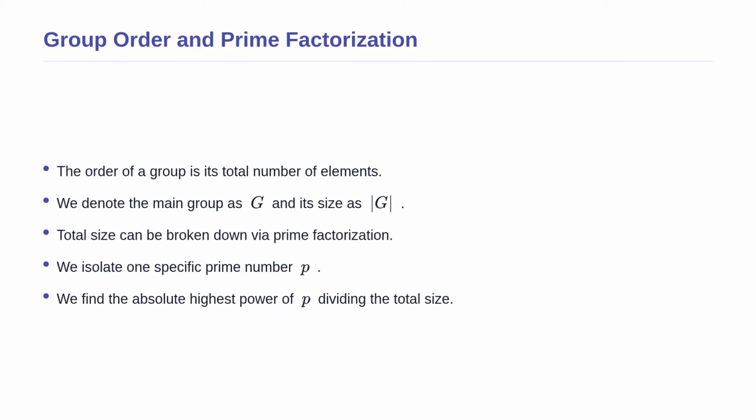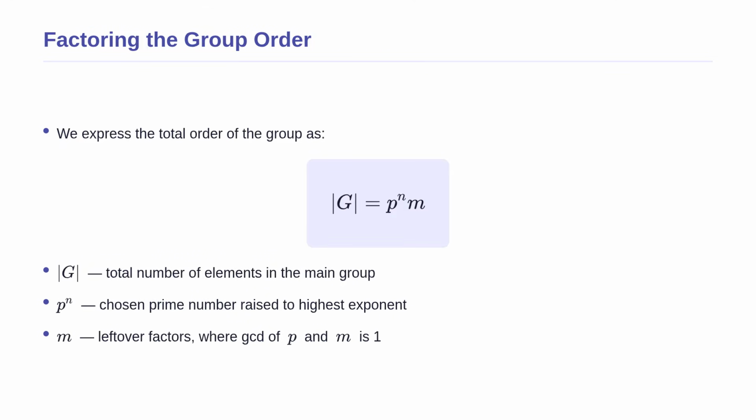Suppose we isolate one specific prime number p and find the absolute highest power of p that divides the total size of the group. This maximum prime power is exactly what we need to find our special subgroups. This brings us to the mathematical representation of our group size. Where does this formula come from? It is a direct application of prime factorization.